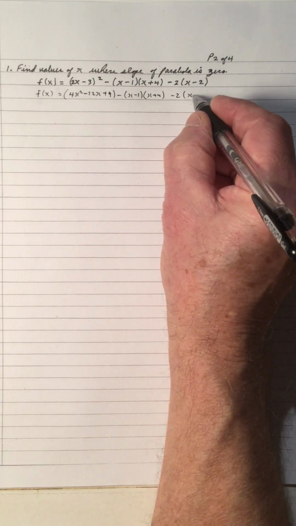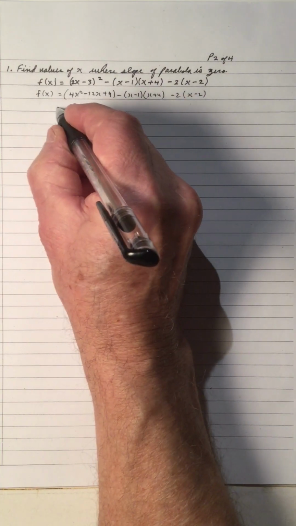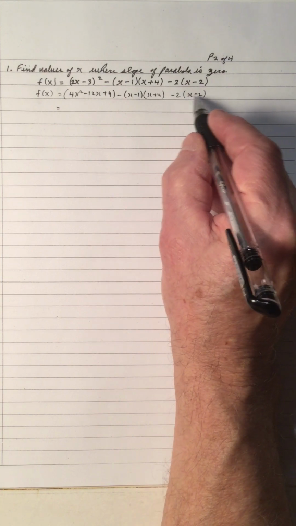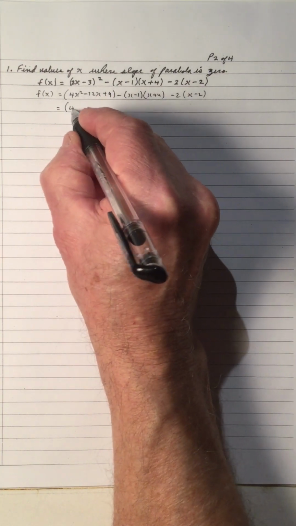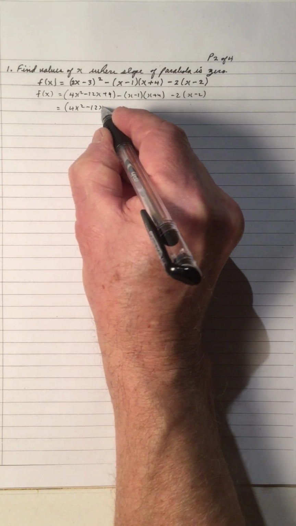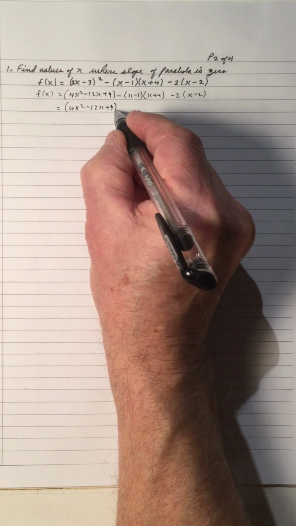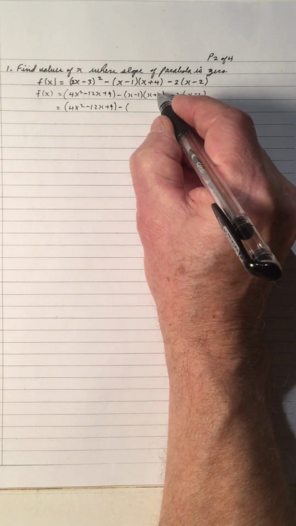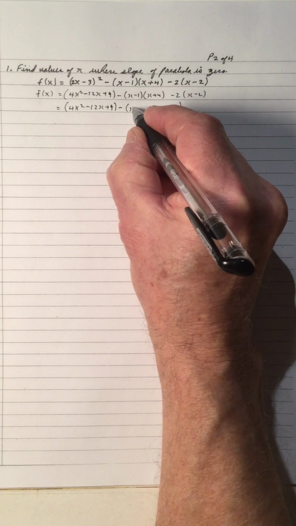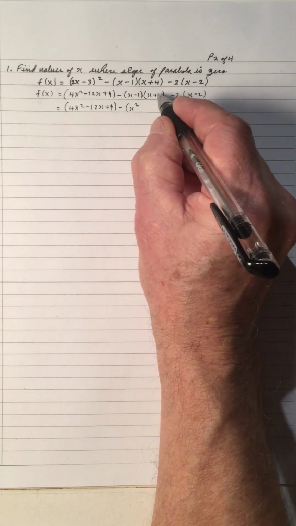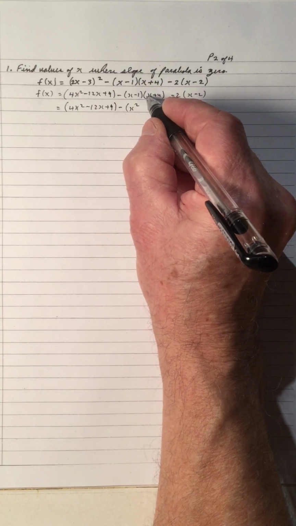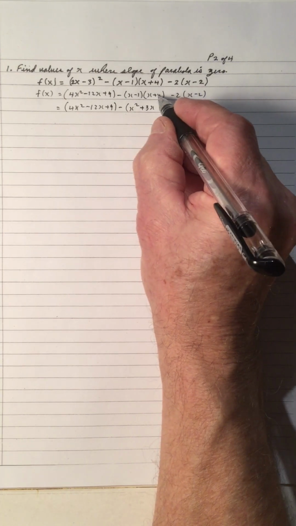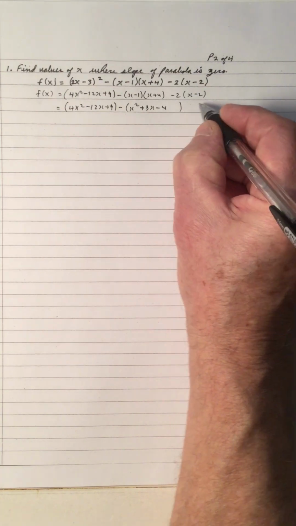Now I will simplify the rest of the expression. And we have a multiplication here and a multiplication here. So I have 4x squared minus 12x plus 9. Subtract, I'll do the multiplication first. So I'll use FOIL. So x times x is x squared. And the outside is 4x, the inside is negative x. So that's a plus 3x. And negative 1 times 4 is negative 4.